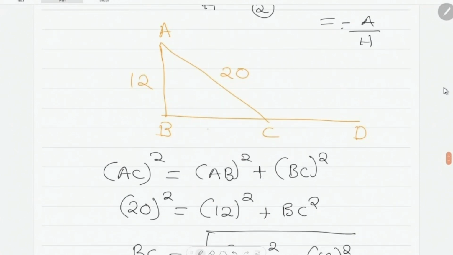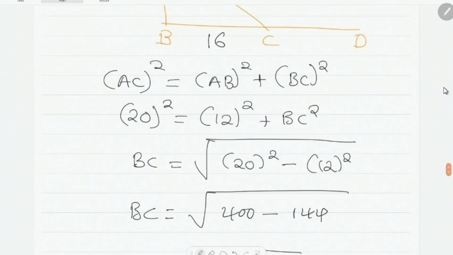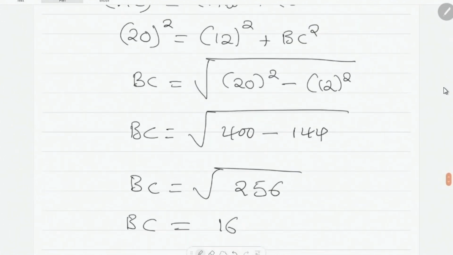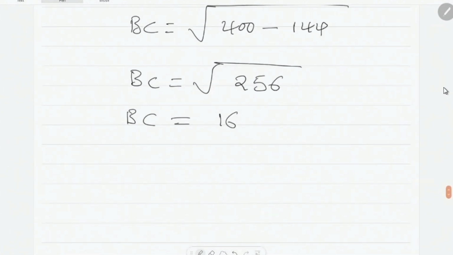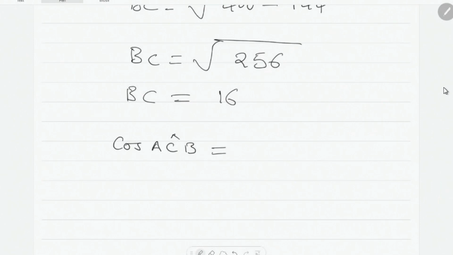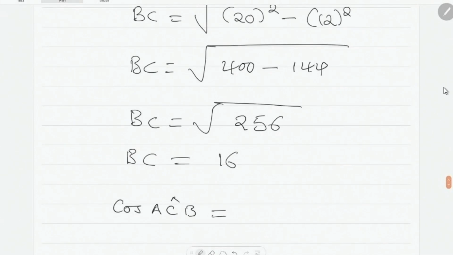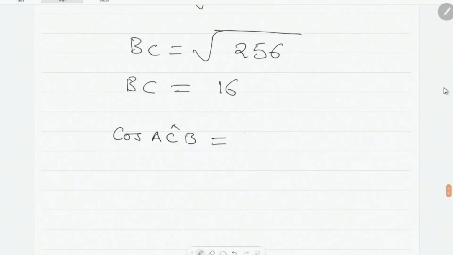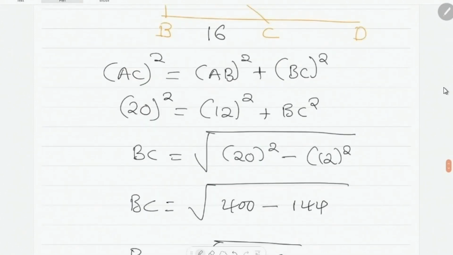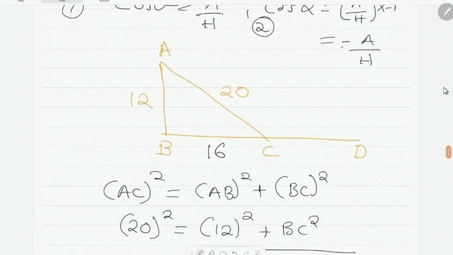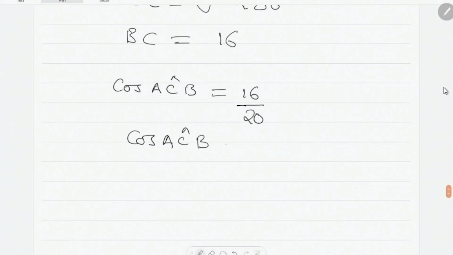And so when I simplify, I have 400 minus 144, that will give me 256. Then when I find the square root of 256, that will give me 16. I'm just considering positive 16 because for BC, we are talking about distance. So we can't consider negative 16. So BC is positive 16. So I've found BC, which is 16.